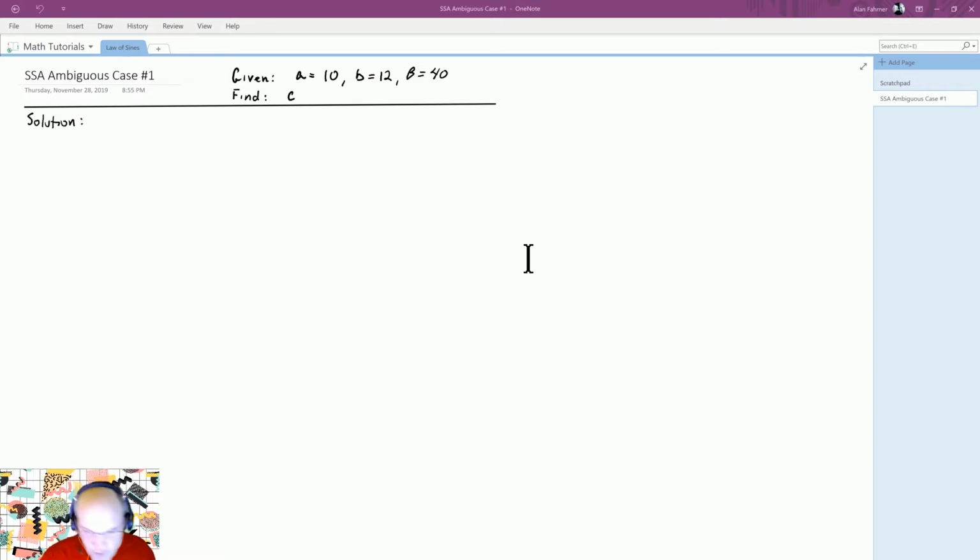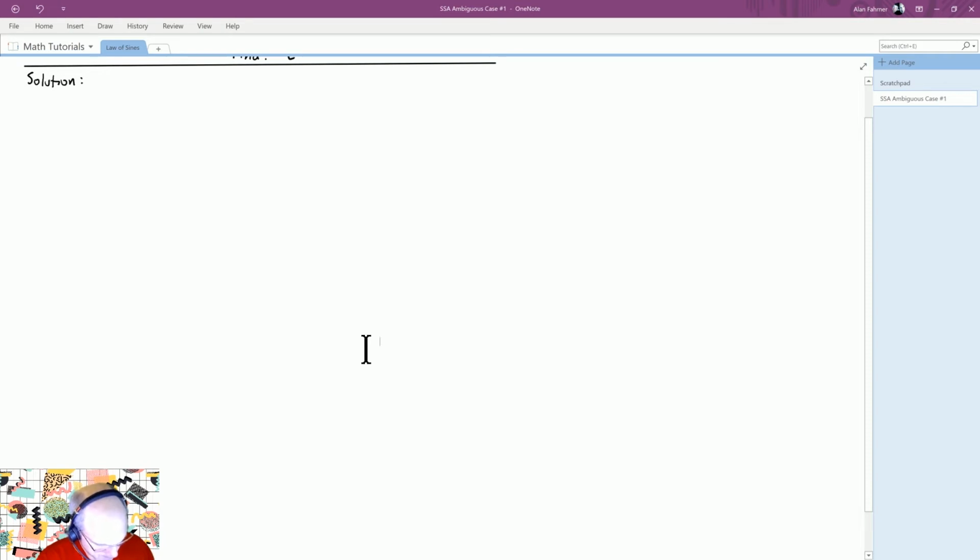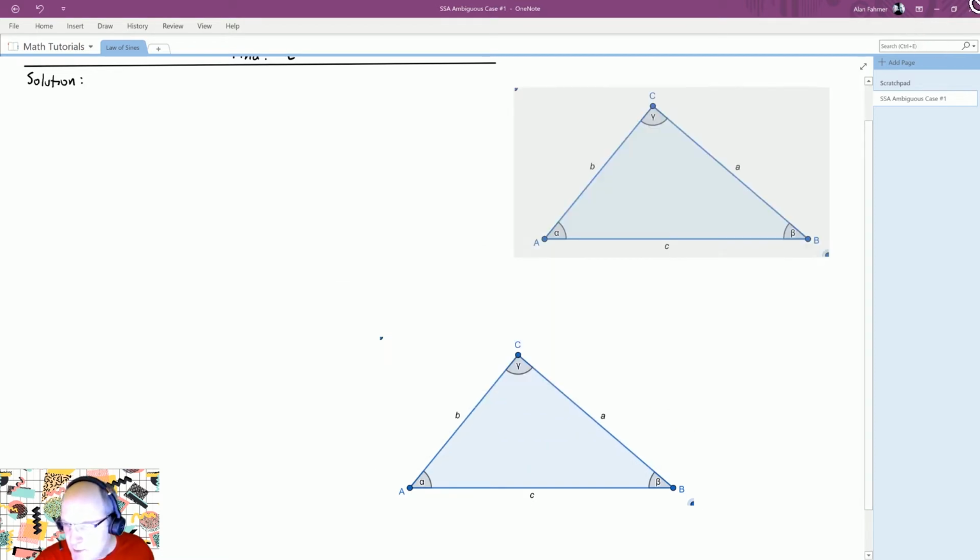The second thing is you should always draw it. Let me grab the triangle here so I don't have to do it by hand. Copy that, put it there. Let's try this again. I think if I drag this corner here, I can make it bigger. You want to draw out the triangle.